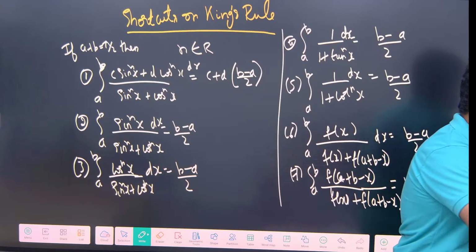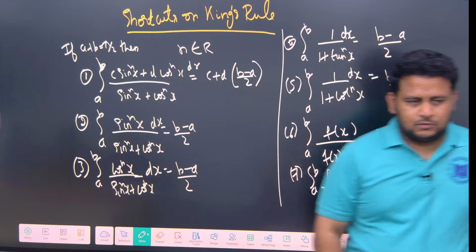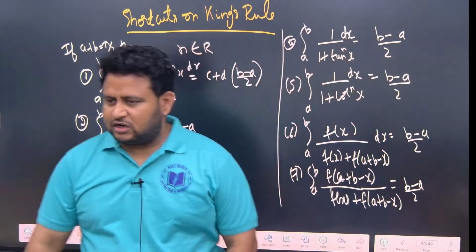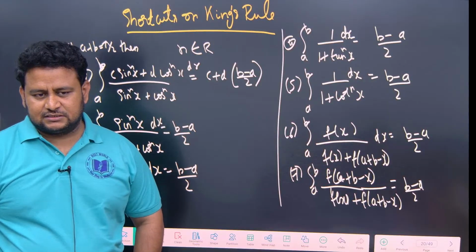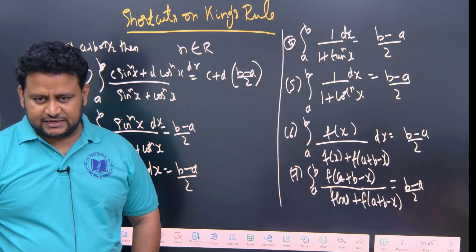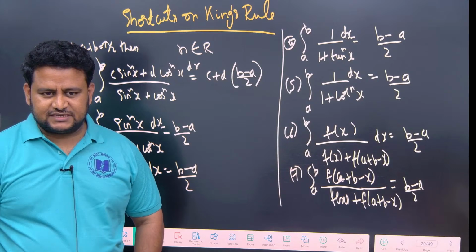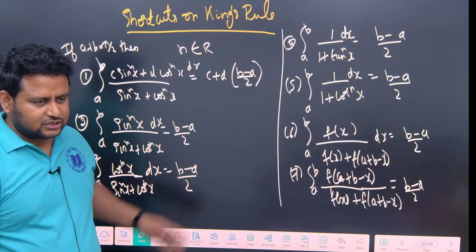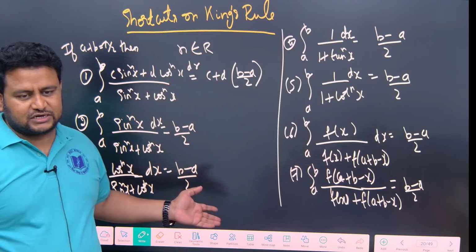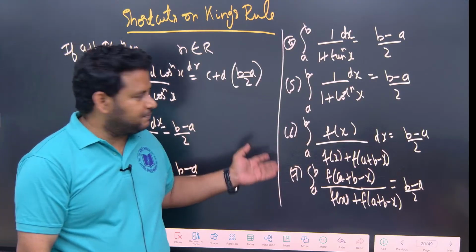Okay, so these are the shortcut tricks on King's rule. This is one of the properties, King's rule. What does it say? Integral a to b f of x dx is integral a to b f of a minus x. If it is 0 to a, it will become f of a minus x. If it is a to b, it will become f of a plus b minus x. That's it. Based on King's rule, we are having these many shortcuts. Please make a note of it soon.